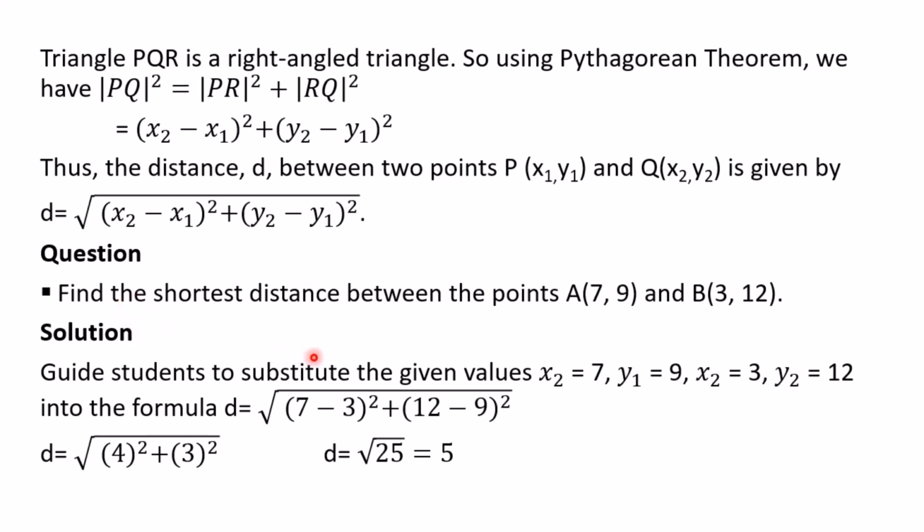So this is a question. Find the shortest distance between the points A and B. You just do your substitutions there. The difference between the x components, you have 7 and 3. The difference between the y components, we have 12 and 9. So that's going to give us 4 squared plus 3 squared. That will give us the square root of 25, which is 5.